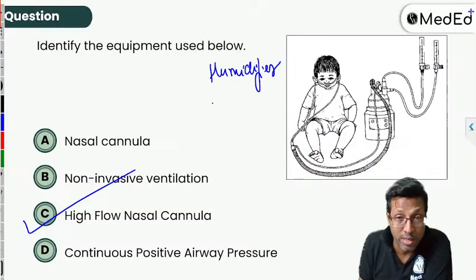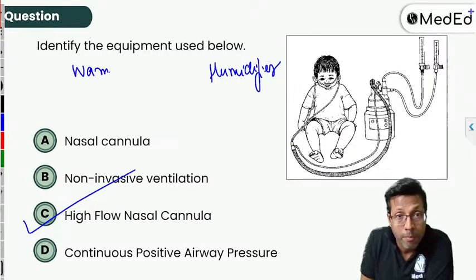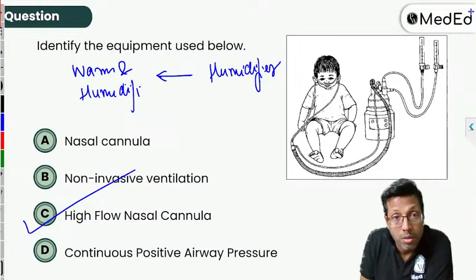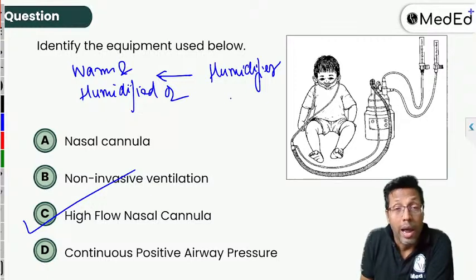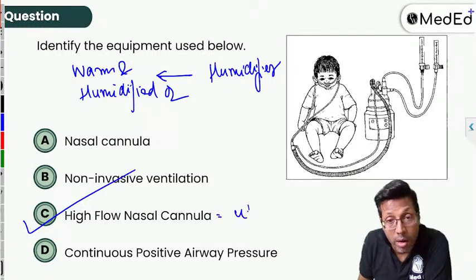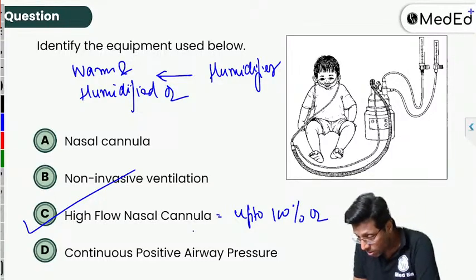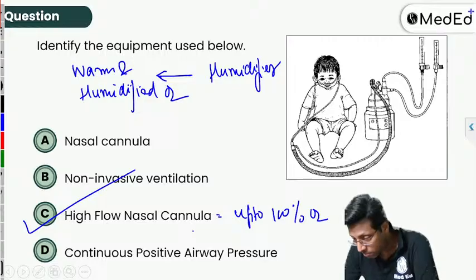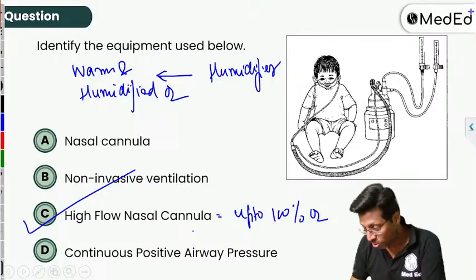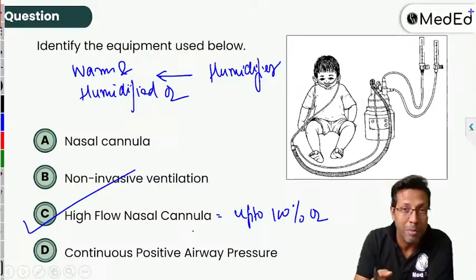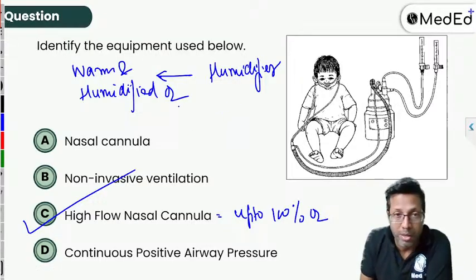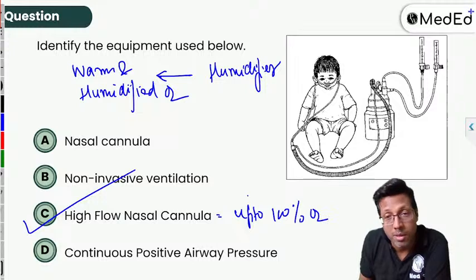So this high flow nasal cannula helps the patient to get warm and humidified oxygen. Right? And remember, from the high flow nasal cannula, you can give up to 100% oxygen. And correctly mentioned by Dr. Doc Saab, 40 to 60 liters per minute. Absolutely correct. So it provides up to 100% at 40 to 60 liters per minute.